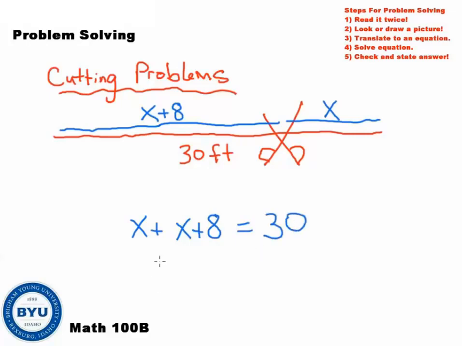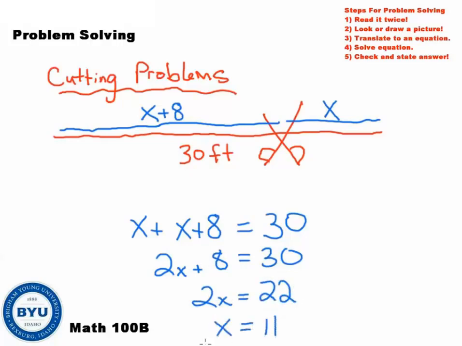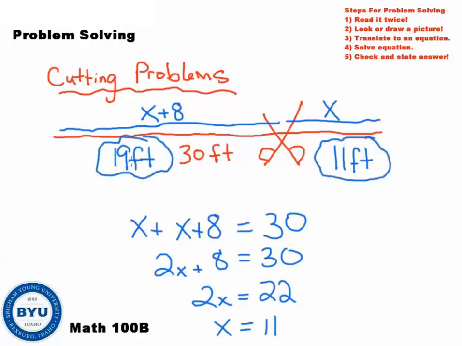We then can solve this equation using the law of opposites, of which we've already talked about in this chapter. We know that x plus x is 2x. We then would subtract 8 from both sides because that's the opposite of plus 8. And lastly, we would divide by 2. So we find out that x equals 11, which means the small side is 11 feet, and the long side would be 11 plus 8 feet, which would be 19 feet. And notice that if you took both of these and added them together, it would add up to 30 feet. So that's the first type of problem, a cutting problem.